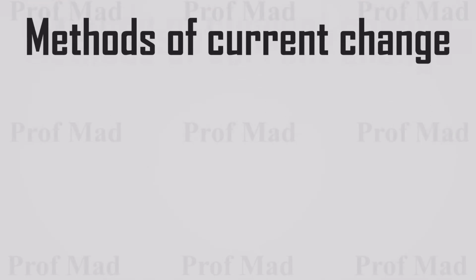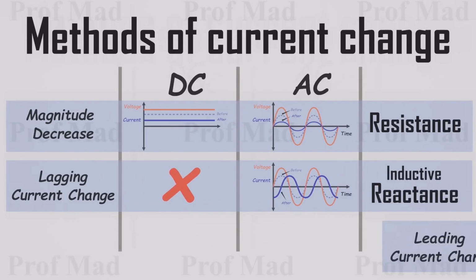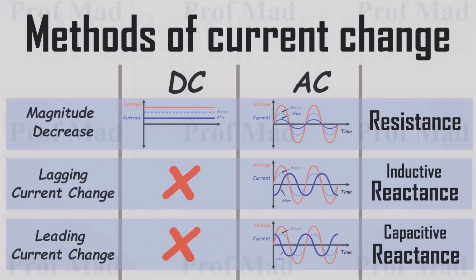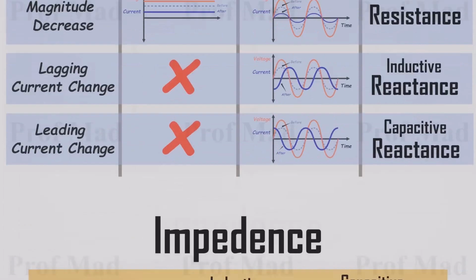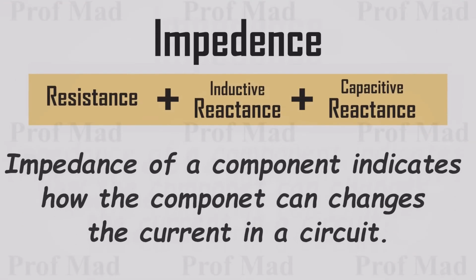Now that we understand how different types of components affect the current in a circuit, the three primary factors influencing current are resistance, inductive reactance, and capacitive reactance. Resistance consistently decreases the current and is observable in both AC and DC circuits. Inductive reactance causes the current in a circuit to lag behind the voltage, and it's exclusively observable in AC circuits. Conversely, capacitive reactance makes the current lead the voltage, and it too can only be observed in AC circuits. The cumulative effect of these factors is referred to as impedance. In simple terms, impedance of a component signifies how it modifies the current within a circuit.